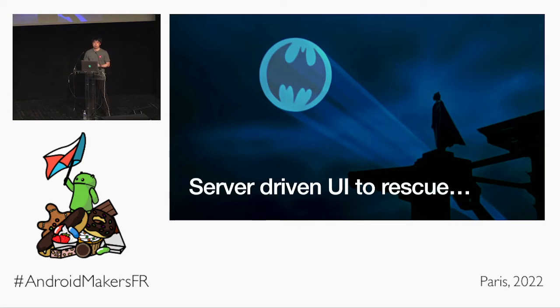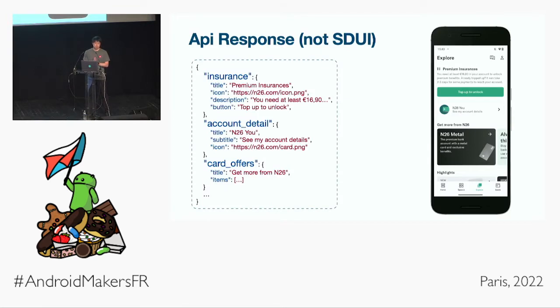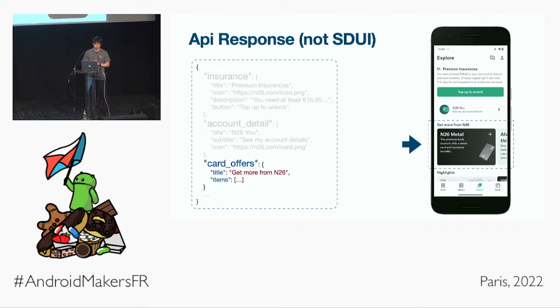First, I want to explain what is not server-driven UI. You can see this kind of response, where you have the insurance, account detail, and card offer. As you can see, it's a JSON object. And we map this to the component, like you have the premium insurance, and you map it to this JSON object where insurance is the key. You have the same for account detail, and also for card offer.